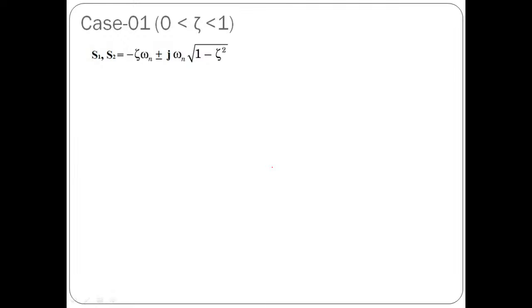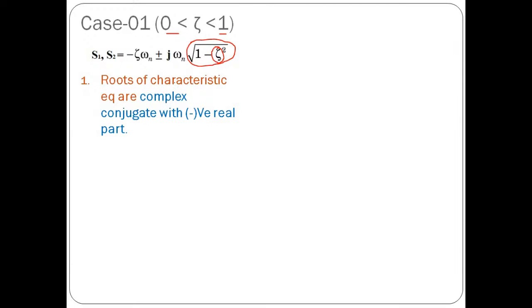We know the roots of a second order control system are minus zeta omega n plus minus j omega n under root 1 minus zeta square. Now see here, the moment you put the value of zeta between 0 to 1, that means zeta is not 0, it is not 1, it is more than 0, less than 1. Hence, this particular square root is always positive. That means it has the plus minus j omega n term in the picture. So I can say that the roots of the characteristic equation are complex conjugate with negative real part. I hope this point is clear to everyone.